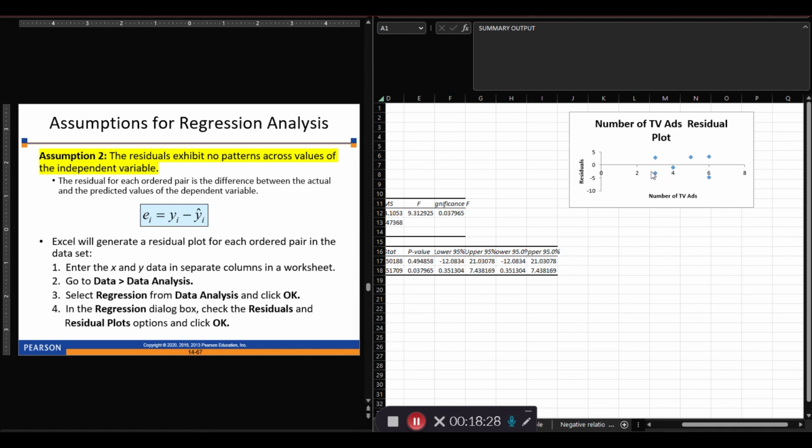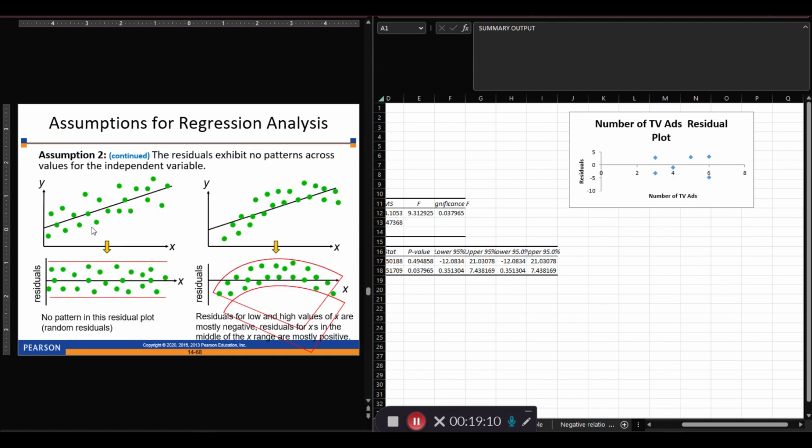In our case here, they have to be randomly scattered around this axis so that we don't have too many points on one side. So you're taking this line and putting it as the horizontal line, and around that, all the points should feature no pattern in this residual plot, as you can see here.